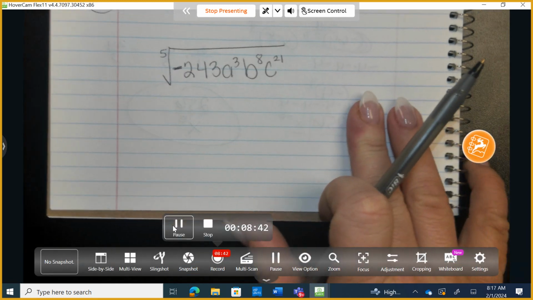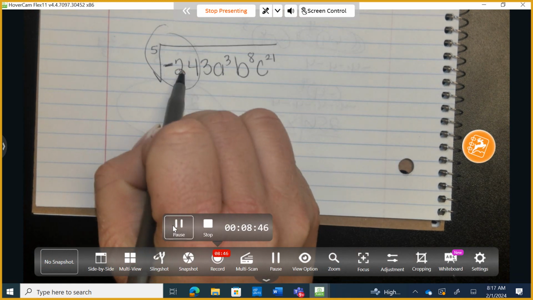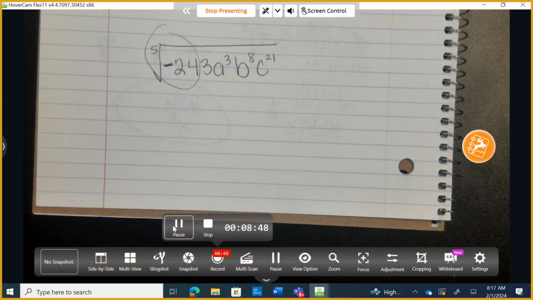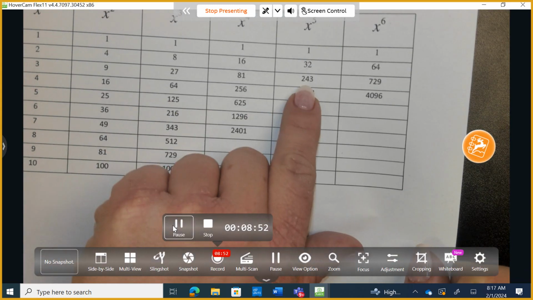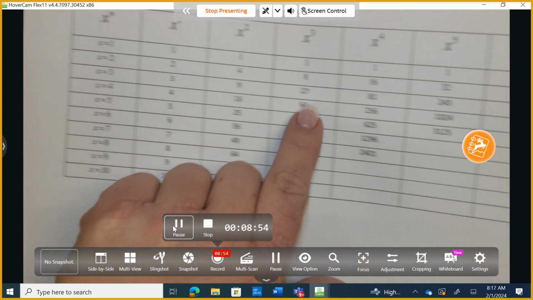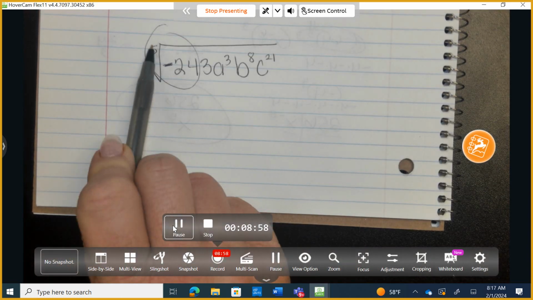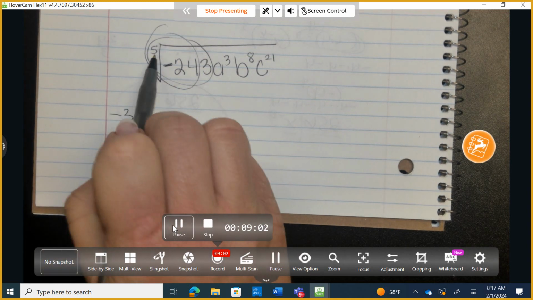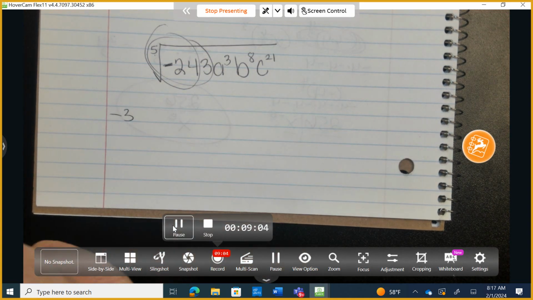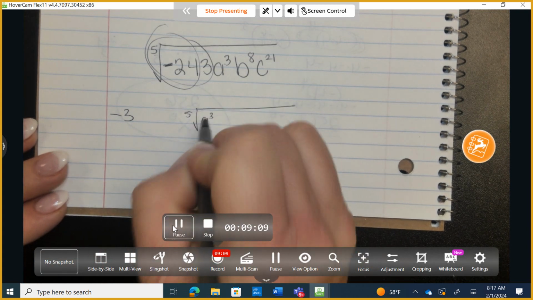Can I fully simplify this radical? Notice I have a negative number inside, but that's okay because it is an odd nth root. So I go to 243. I'm going to go across to the left and I locate 3. I believe negative 3 times itself 5 times is in fact negative 243. How many groups of 5 can I pull out of 3? You can't even pull out one group. You cannot pull it in one entire group, so the remainder stays inside.